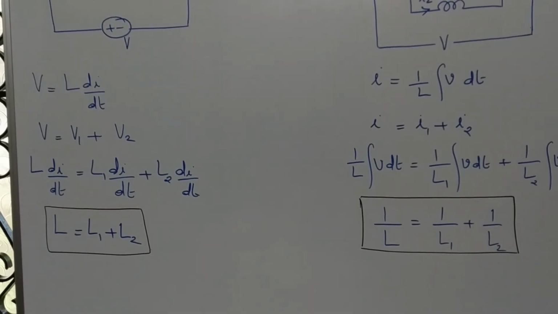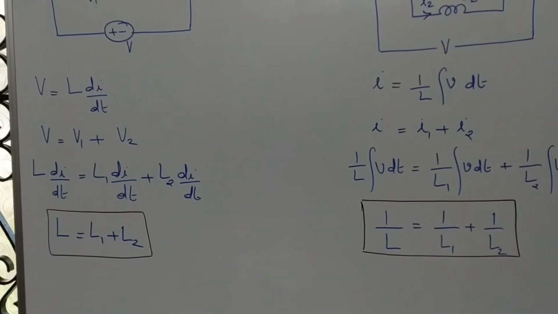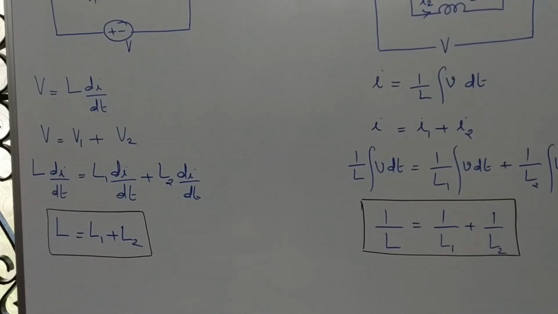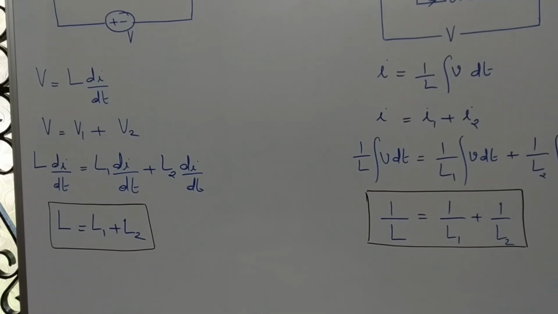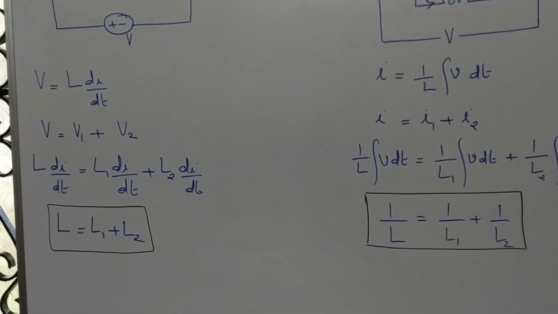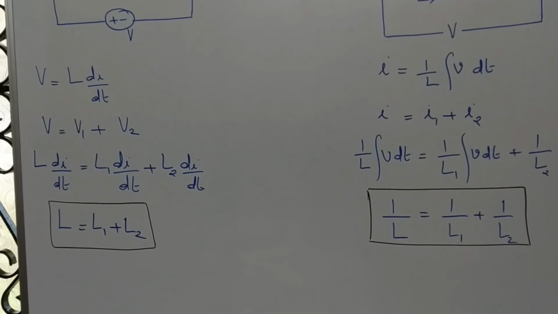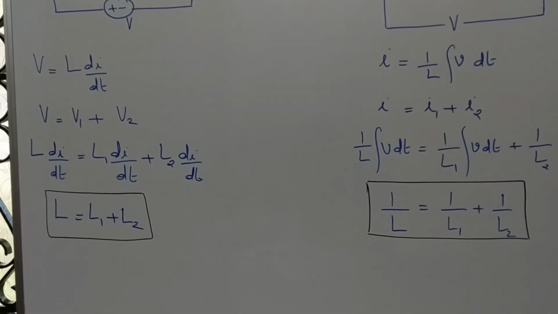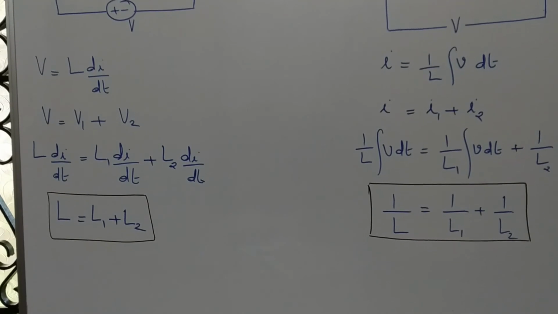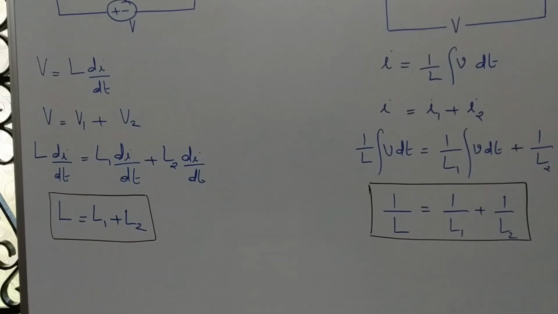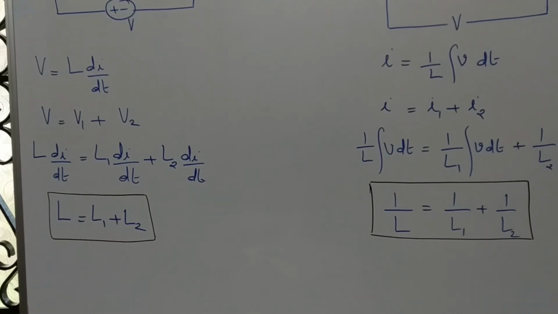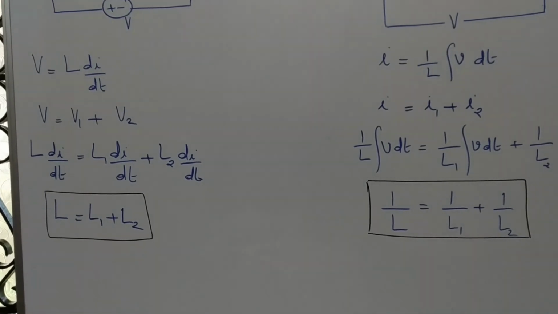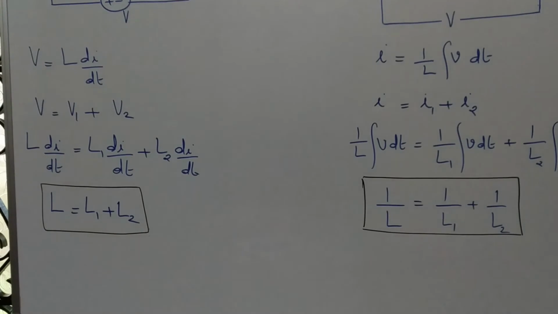So the equation will be L into di by dt equal to L1 di by dt plus L2 di by dt. Di by dt will get cancelled. So effective inductance L equal to L1 plus L2. So effective inductance is the same as effective resistance. When connected in series, you just add up all the inductance values to get the effective inductance.